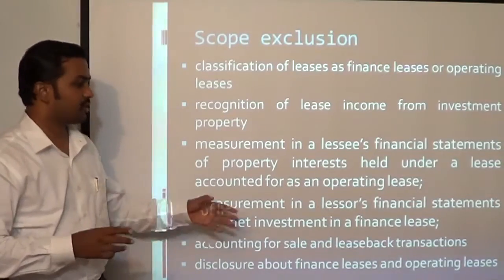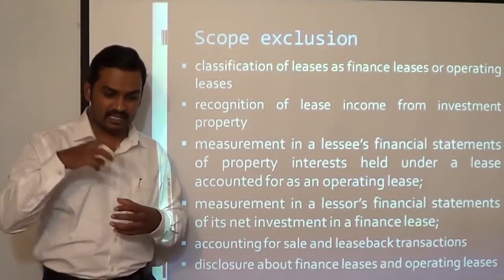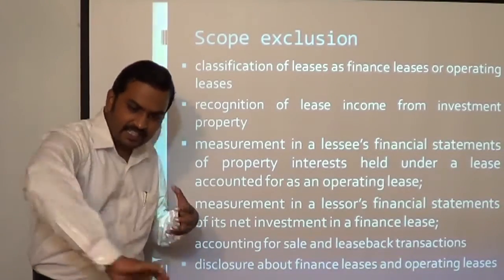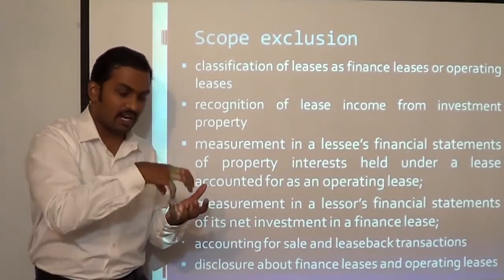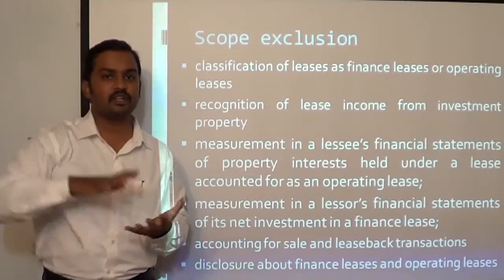Okay. Measurement in lessor's financial statements of its net investment in a finance lease. When a lessor gives an asset on finance lease to a lessee, he de-recognizes the asset from his books and in its place he recognizes receivables. So at what value to show that receivable is outside the scope of the standard. Ind AS 17 will talk about it.